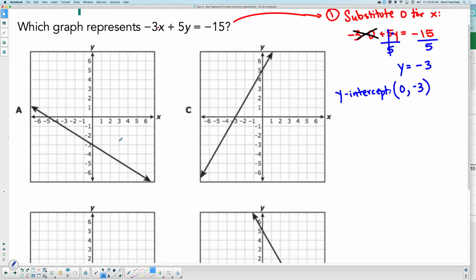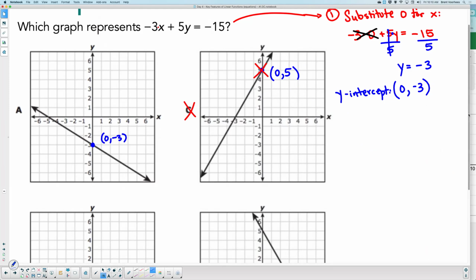Okay, so let's look at our graphs. Let's see if A is potentially correct. Here's the y-axis. Where does this line cross the y-axis? Negative 3. Okay, that's potentially an answer. See, that one's good. Where does C cross the y-axis? Oh, you see how that one crosses at 5? Is that a good answer or a bad answer? Bad answer. That's not going to be correct. That crossed way up at 5. So that's not a potential answer.